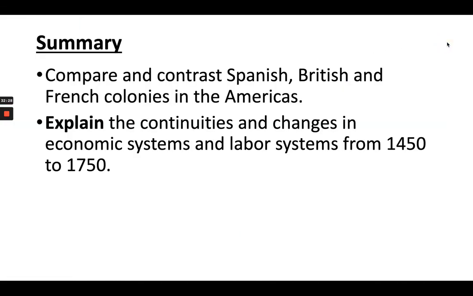So for your summary, I'd like you to compare and contrast Spanish, British, and French colonies in the Americas, and please explain the continuities and changes in economic systems and labor systems in the Atlantic colonial European relationship.